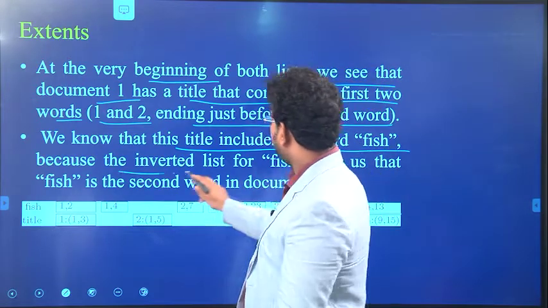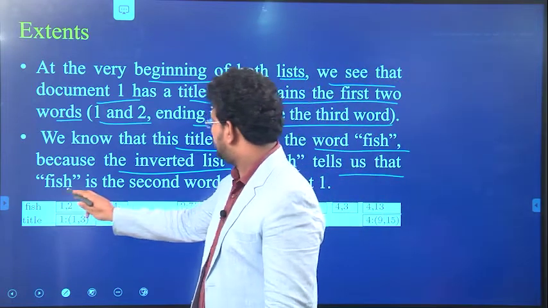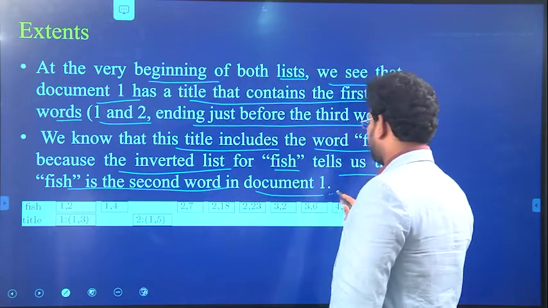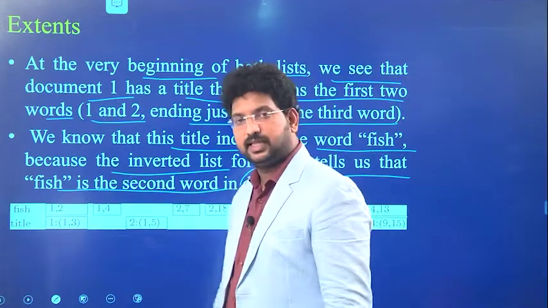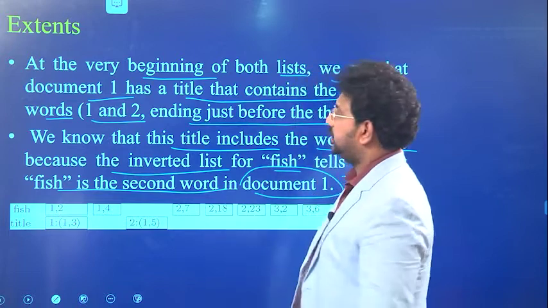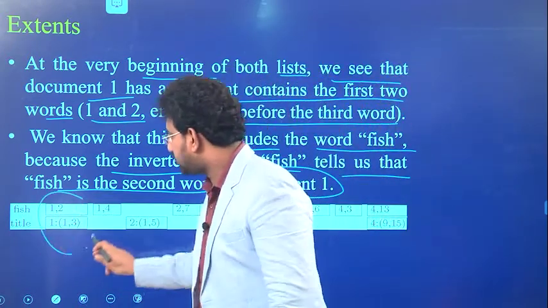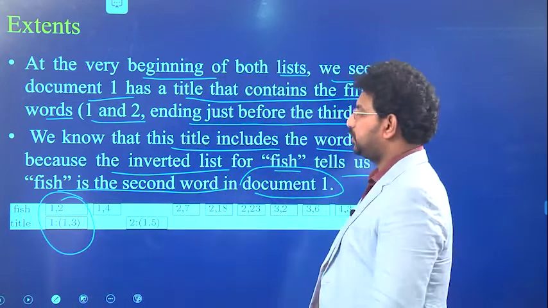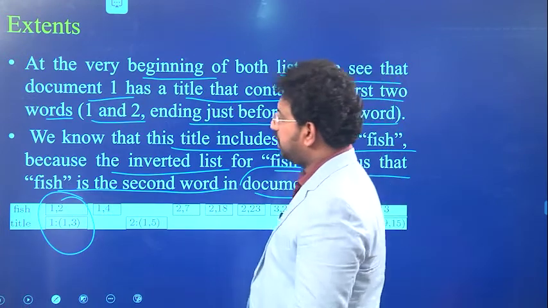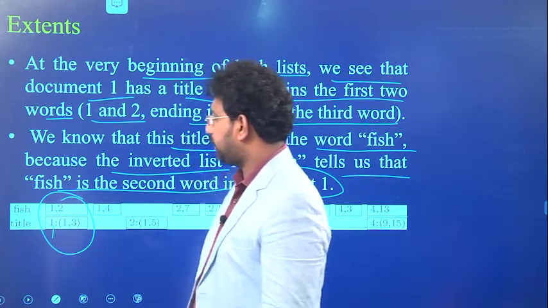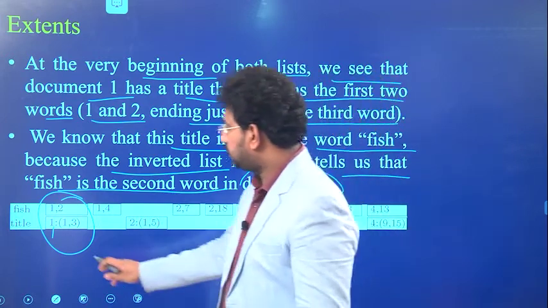Because the inverted list for fish tells us that fish is the second word in document 1, as we discussed in the previous example. Here the extents, what it is representing, you can understand simply as a concept. The first document has fish at the second position, and here is how you are encoding this: it starts with 1 and ends before the third word.